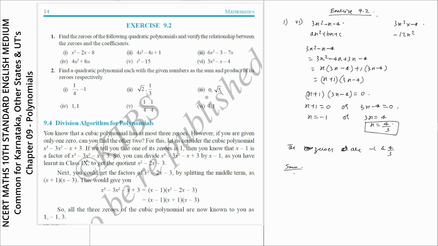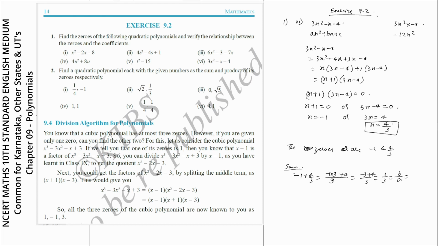I'll add the zeros. Minus 1 plus 4 by 3. So LCM is 3. So here minus 1 into 3 I'll get in the numerator of the first term, plus 4. So minus 3 plus 4 by 3. So this minus 3 plus 4 is 1 by 3. So this should be equal to minus b by a.